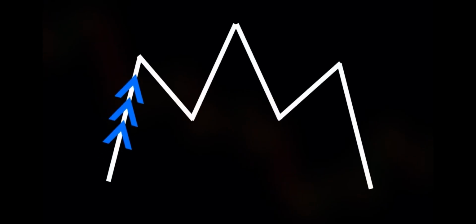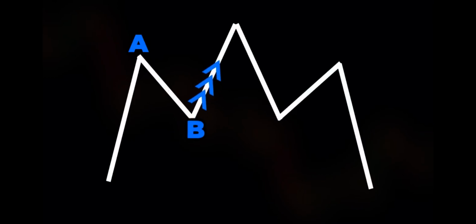We first have an up move till point A. Then, the price makes a pullback to the point B. Subsequently, the price again makes an up move that goes beyond point A. But that move is short-lived and the price falls again. We call this peak as point C.